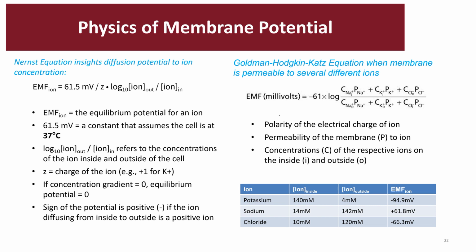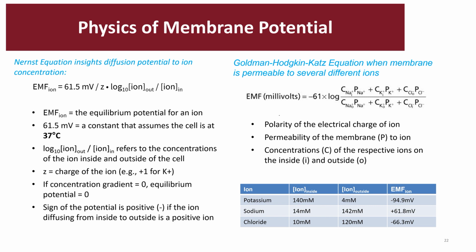The first is called the Nernst equation, which provides an insight into how a particular ion diffuses based on the concentration. The EMF stands for electromotive force of a particular single ion. It's equal to 61.5 mV divided by Z, which is the charge of the ion, and then multiplied by log10 of the ion on the outside divided by the ion on the inside. So you can plug and chug the ion concentration and also the Z charge for potassium, and then you generate a rough estimate value of negative 90 millivolts.